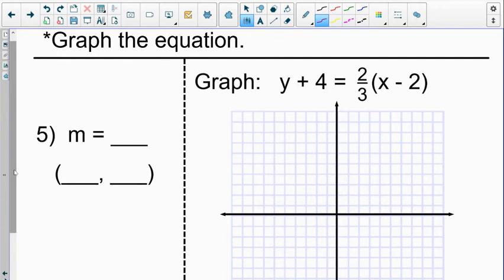So pause the video, and I'd like you to find the slope of this line and identify the ordered pair from the equation. When you're ready, resume the video and see how you did.